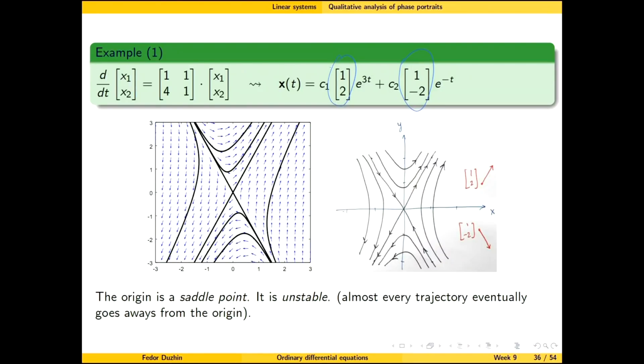Notice that the origin is unstable in the sense that almost every trajectory, except for these two trajectories that go exactly towards the origin along the line (1, -2), eventually turn away and go away from the origin. So that's why it is unstable. This phase portrait is called a saddle point.